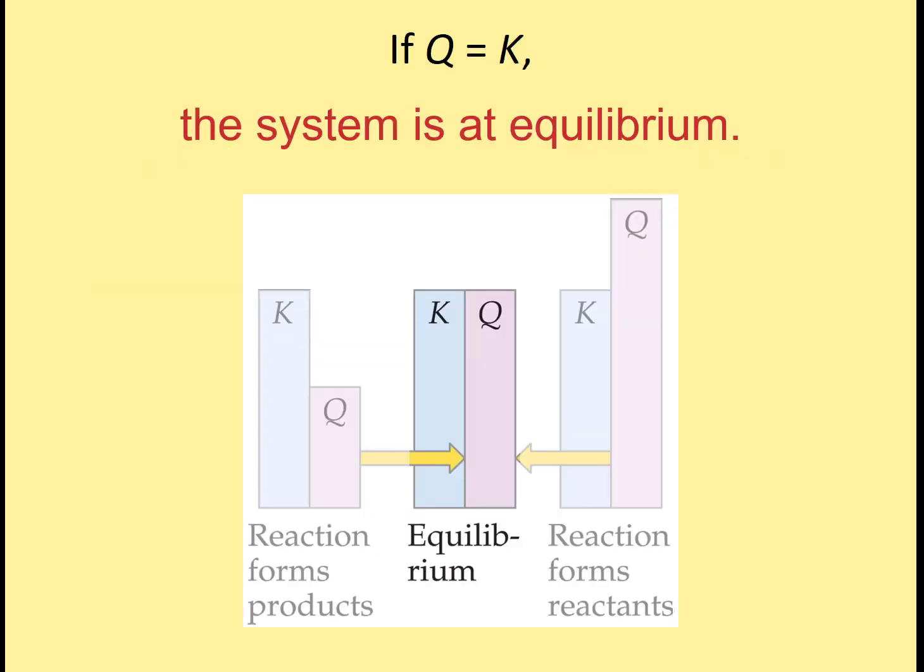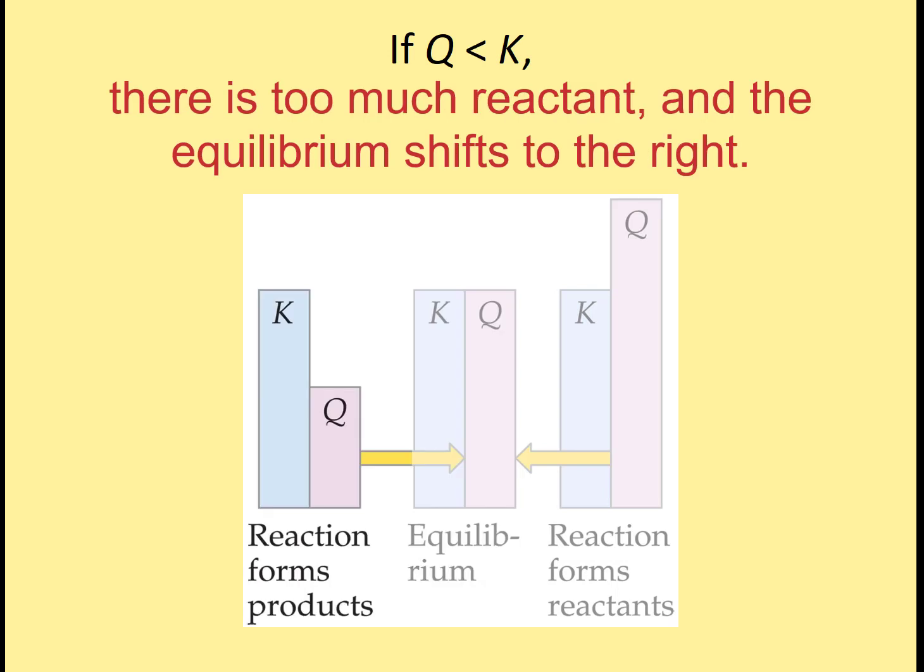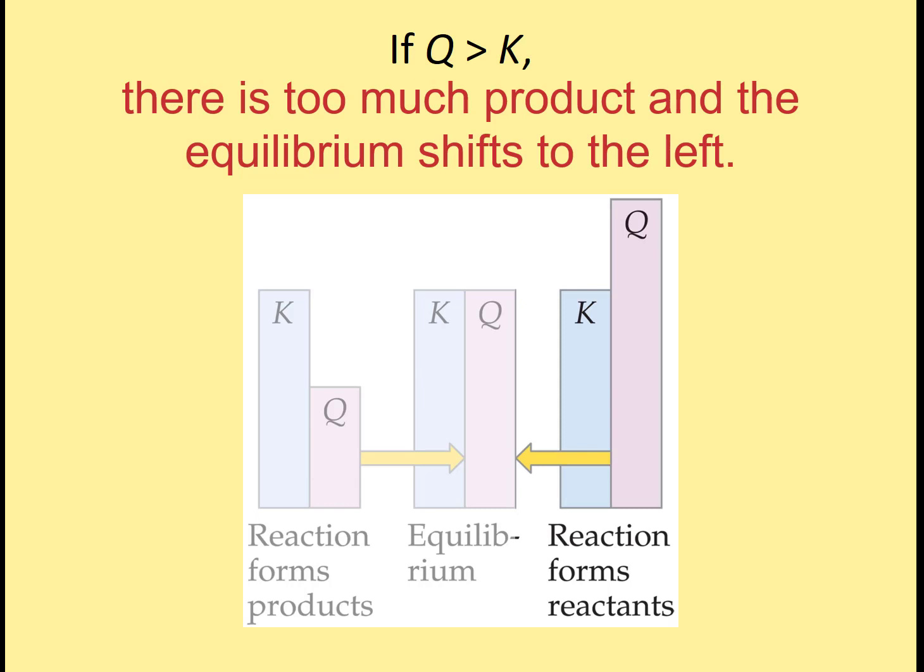If we find that that reaction quotient is equal to the equilibrium constant, then we know the system is at equilibrium. If there is too much reactant, then we know that the equilibrium must shift to the right towards the product side. And we know that there will be too much reactant because when we solve for Q, Q is going to be lower than K. If there's too much product, then the equilibrium is going to shift towards the left, towards the reactant side. And we know that there's too much product because our Q value will be much higher than that equilibrium constant.